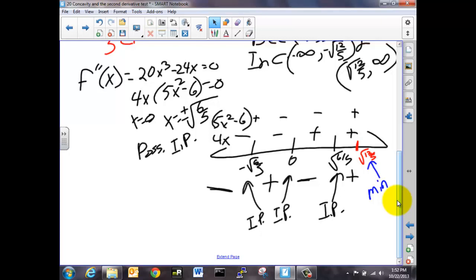Let's look over here at negative 12/5 now. Negative square root of 12/5. Okay? First derivative says it's 0. Second derivative is negative, right? Well, what does the second derivative being negative mean? Just concave down. That means it looks like that. So what's that point? Max. Wow!